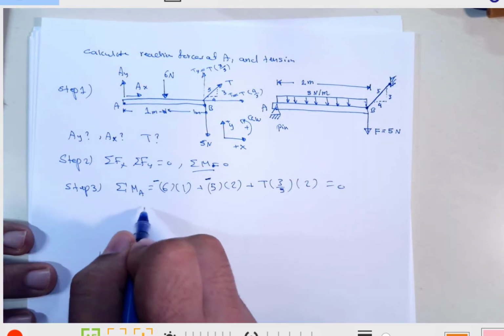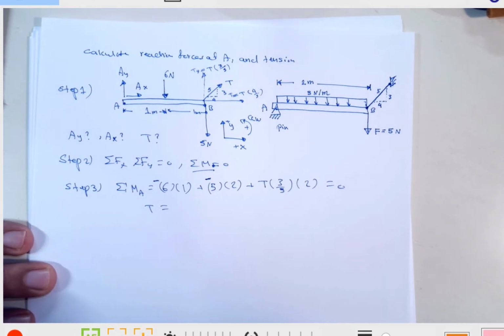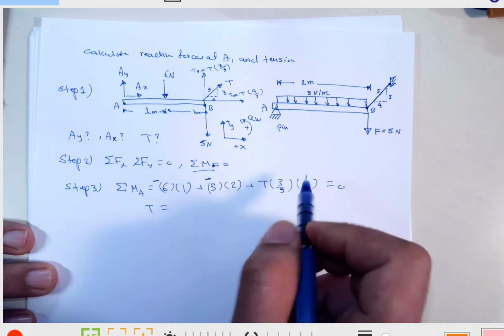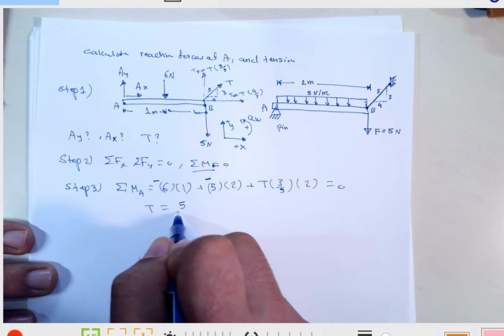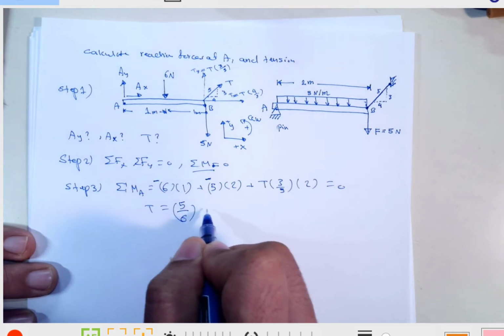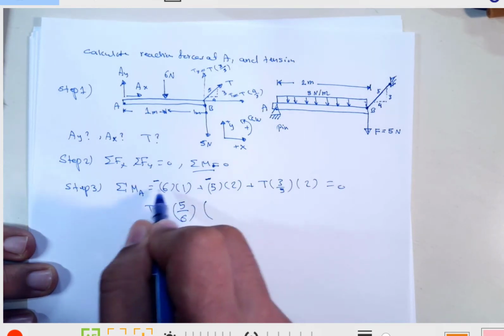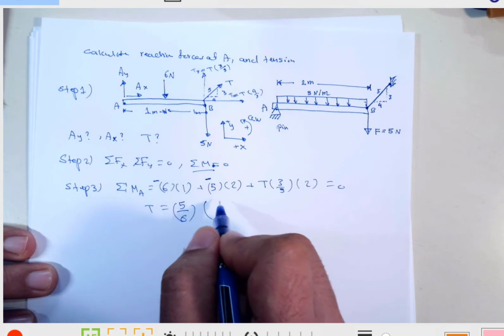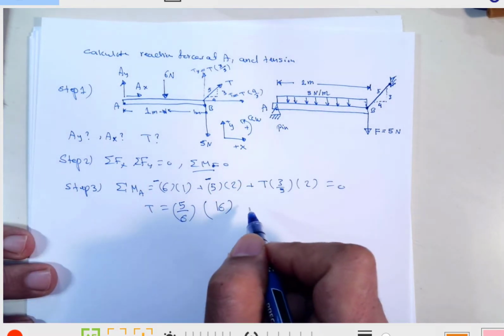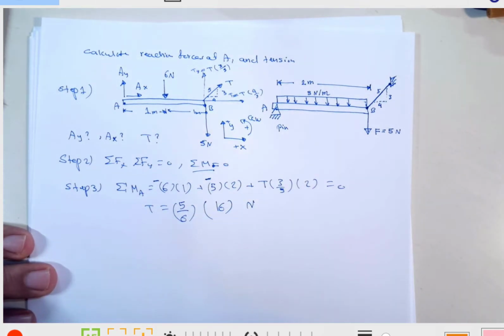So therefore T is equal to 5 over 6 multiplied by the summation of these two, which is 16, right? So that's going to be in Newton.